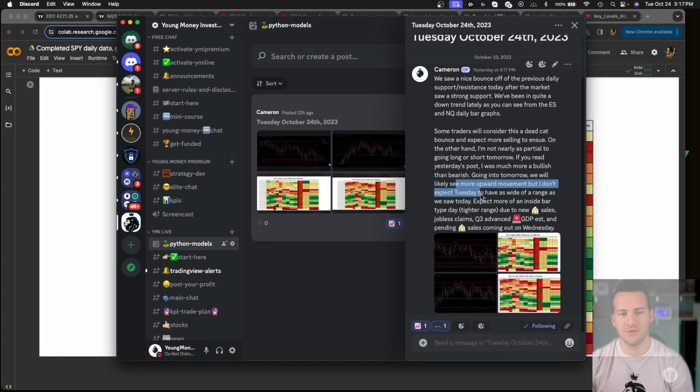But I don't expect today to have as wide of a range as we saw on Monday. Expect more of an inside bar type of day, a tighter range, meaning we're not going to likely trend and move much higher like we did on Monday, due to several economic numbers. We had new home sales that are coming out tomorrow on Wednesday. We have jobless claims. We have Q3 advanced GDP estimates. We have pending home sales coming out on Wednesday. And then what else do we have on Thursday?